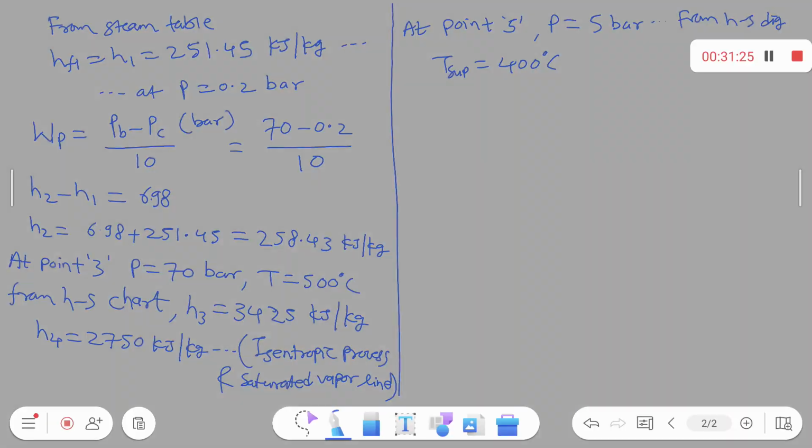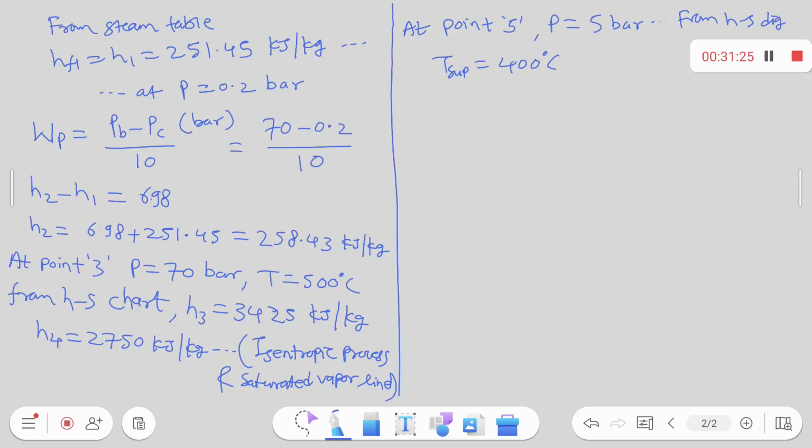So how much is the H5? 3280 kilojoule per kg. Right? Then H6. How to calculate H6?